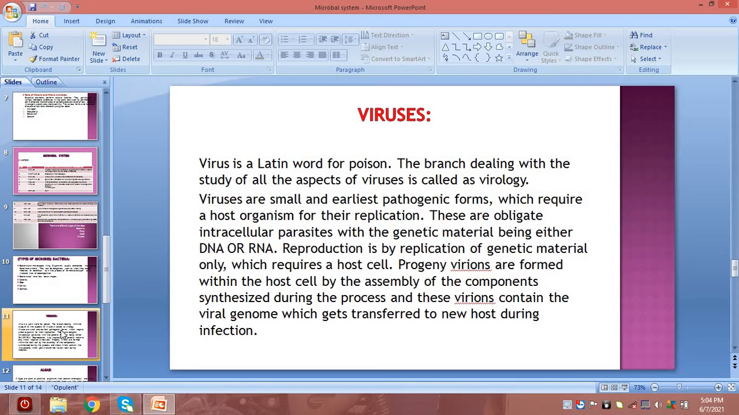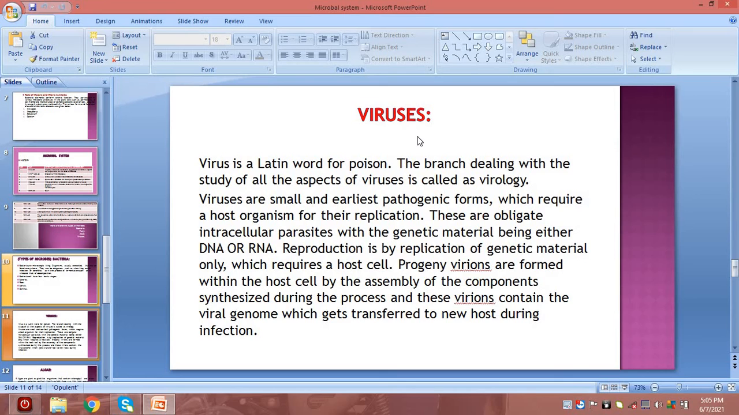Then we have virus. Viruses are the most dangerous and they are pathogenic. They will have the ability to cause the disease. In the science of microbiology, viruses are the deadliest form of microorganisms.